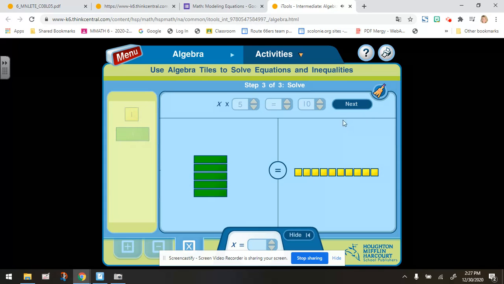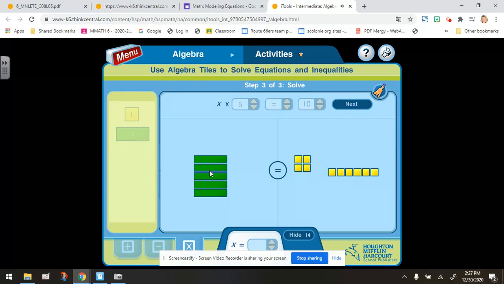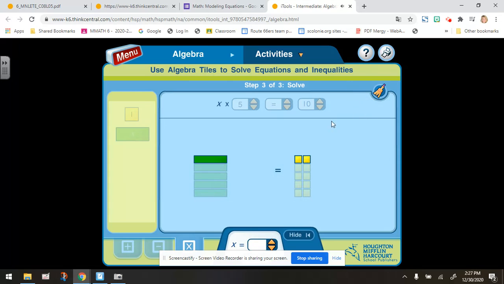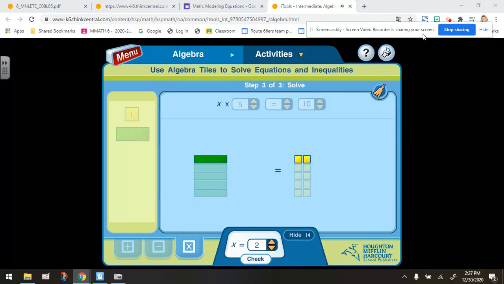All right, so the next step is to group. All right, and if we look to see how many we have in each group, so if this is x and this is one of the groups right here, we know that there are 2 in each group. So we know x is equal to 2. Let's move that out of the way.